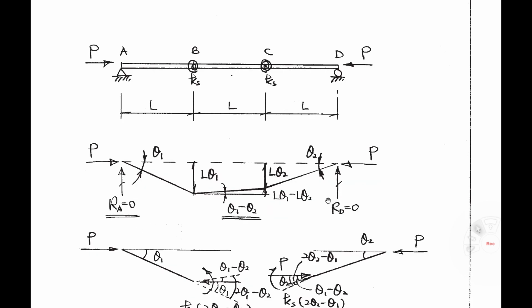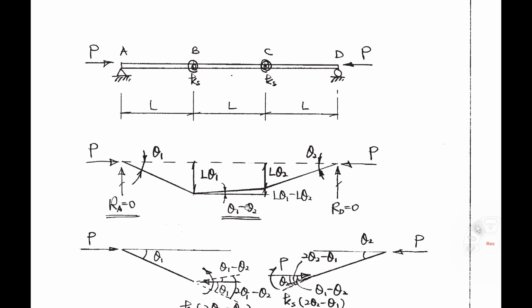This reaction RA equal 0, RD equal 0. Do you know why? If you take the moment here, this 2 P goes to this, so there is no moment due to P, okay? So you have the moment RA times 3L, and then there is no any other moment. So RA 3L equal to 0. That means RA equal to 0. So sigma Fy equal 0, then RA equal 0, RD equal 0.